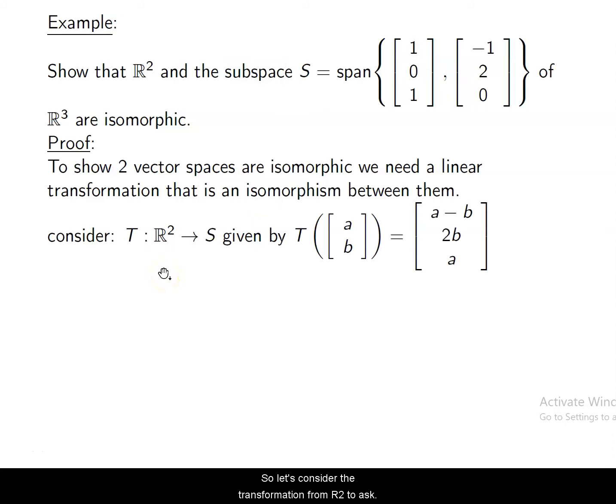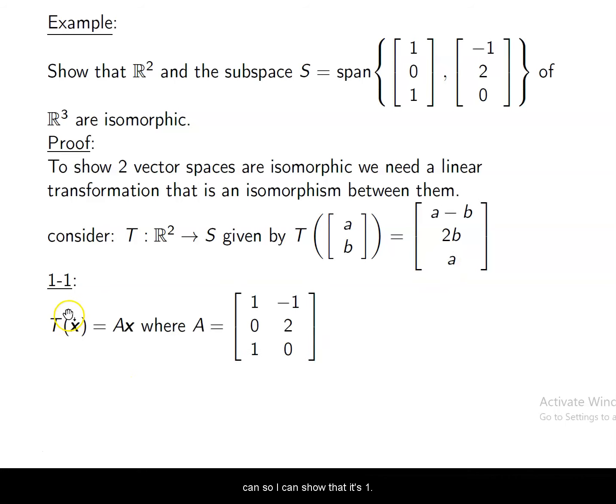So let's consider the transformation from R2 to S that's given by taking a vector in R2 and mapping it into this space by (a, b) goes to a times the first vector plus b times the second, that is, (a minus b, 2b, a). Now you might be saying, well, how do we know that this maps onto this space S? Well, look at how we form this transformation matrix. This transformation matrix is all the things that are going to be in this space, right? Because these are the basis vectors. This is the transformation that would be made up by these basis vectors.